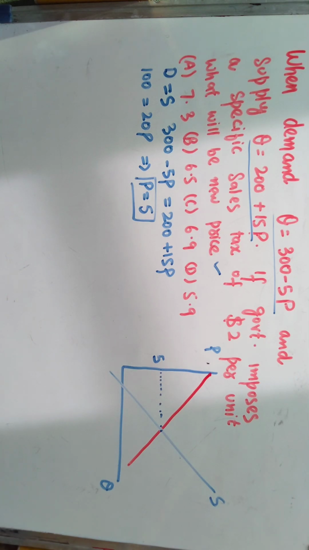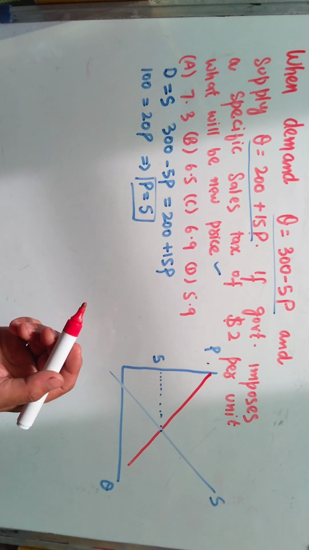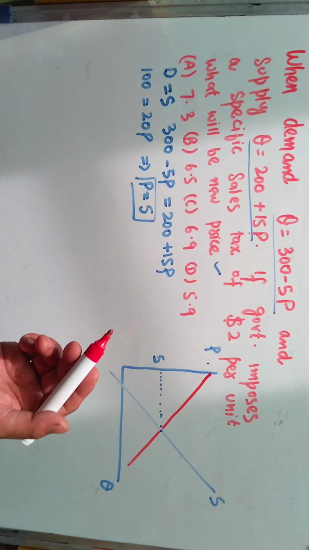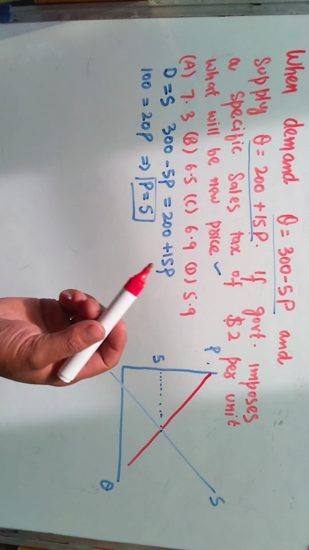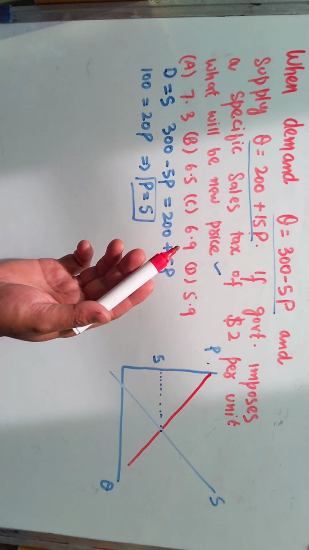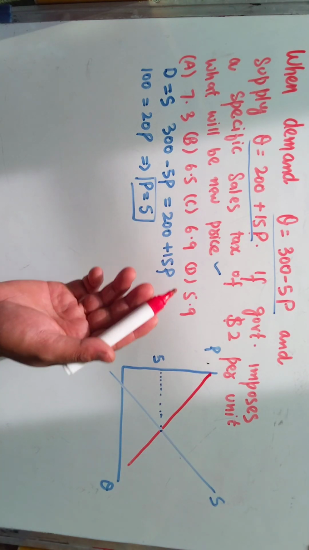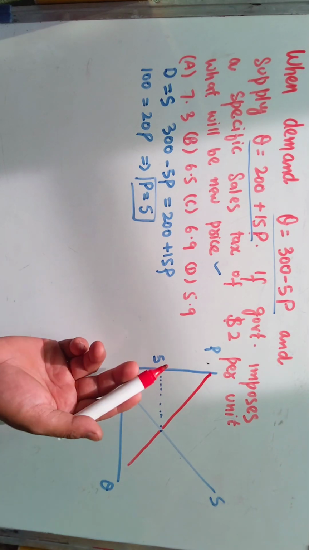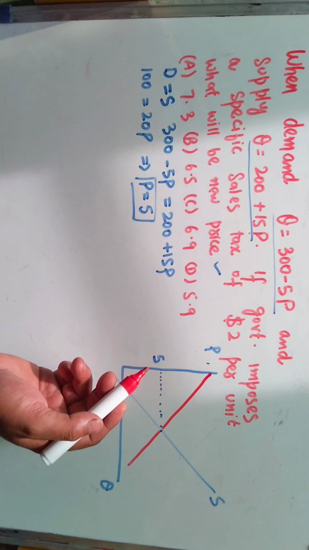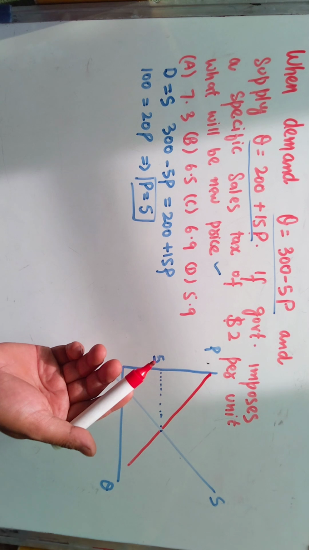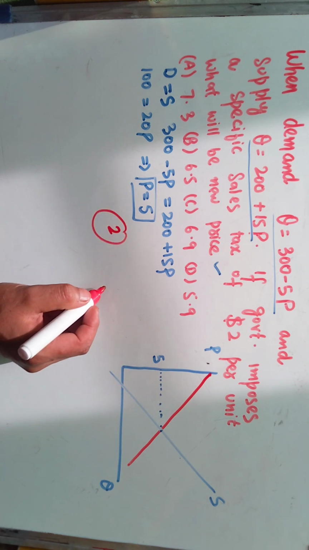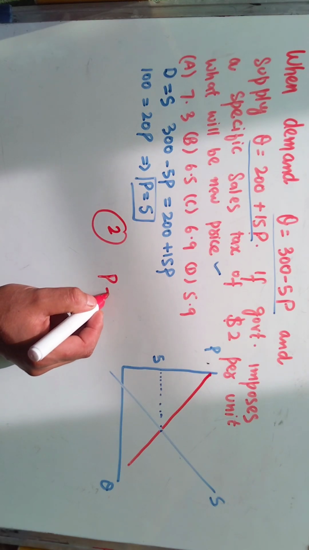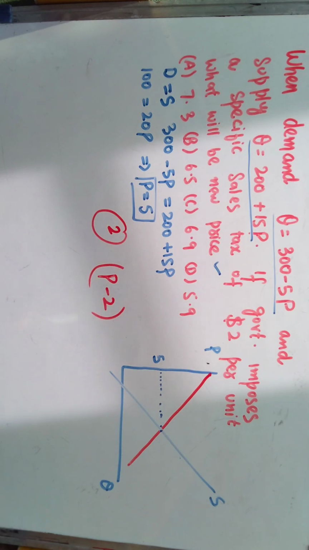For that, we need to find out the new supply function after the imposition of the tax. A specific sales tax of $2 per unit means that for every unit sold, the producer receives the market price minus 2, that is P - 2. So with a specific sales tax of $2 per unit, the producer will receive P - 2.